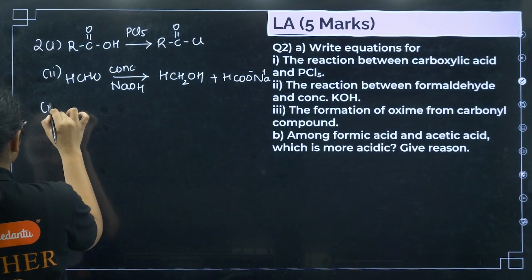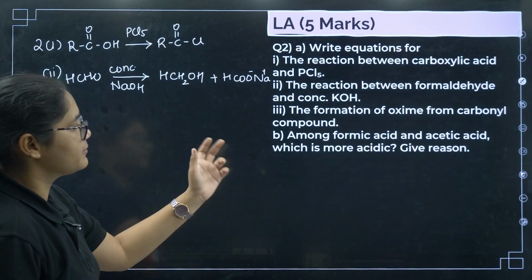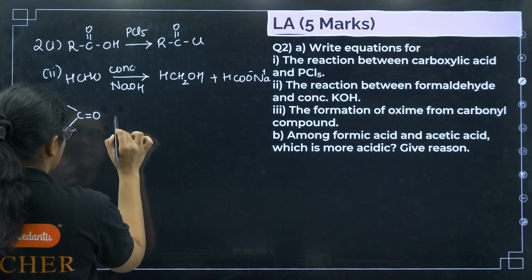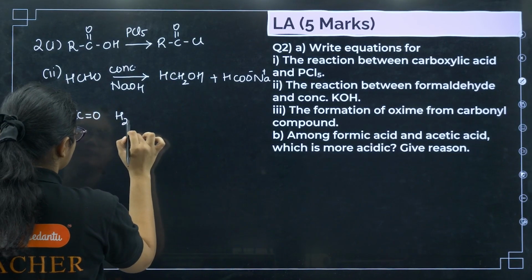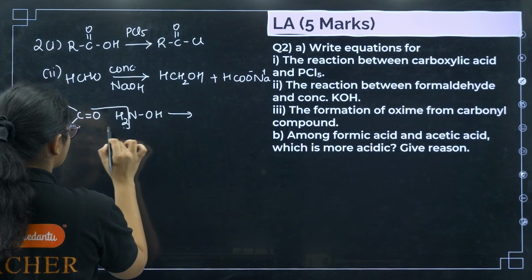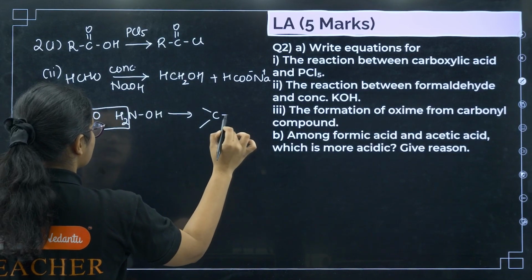Next, the third one here is the formation of oxime from carbonyl compounds. So you have carbonyl compounds and we have the oxime here. What will happen? This bond will go and you have this one.